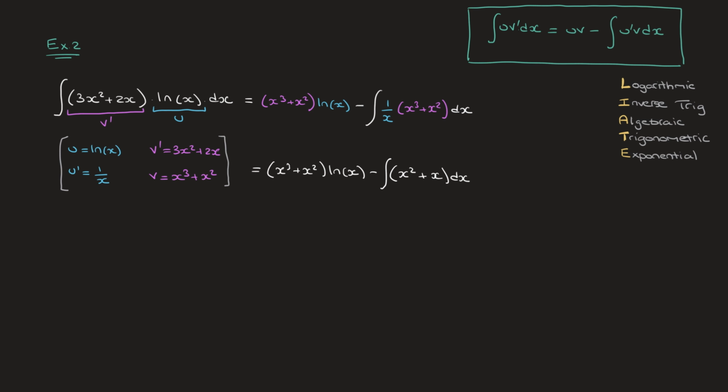Okay, now this integral we can easily take care of using the power rule. And in doing so, we can go ahead and state that this is equal to x cubed plus x squared, in parentheses and times ln of x, minus the integral of x squared, which is 1/3 of x cubed, minus the integral of x, so that's minus 1/2 of x squared, and of course we have a constant of integration at the end. And we're done. We've now integrated this product using integration by parts.